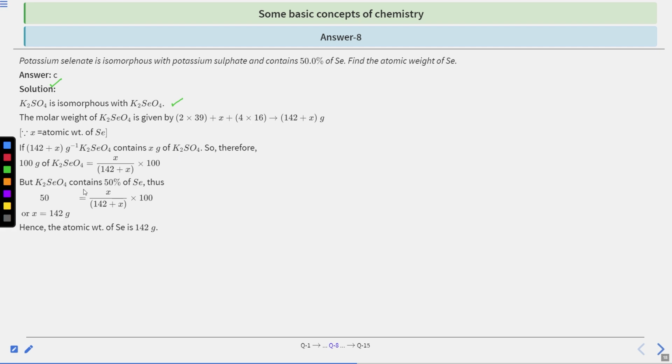But K2SeO4 contains 50% of selenium, right? So 50% of 100 gram will be 50, which will be equal to X upon 142 plus X multiplied by 100. And after calculating the value of X from this equation, X is coming out as 142 gram. Hence, the atomic weight of selenium is 142 gram. We had initially taken X as the atomic weight of selenium, so the selenium atomic weight comes out as 142 gram. Hence, option C is the correct answer.